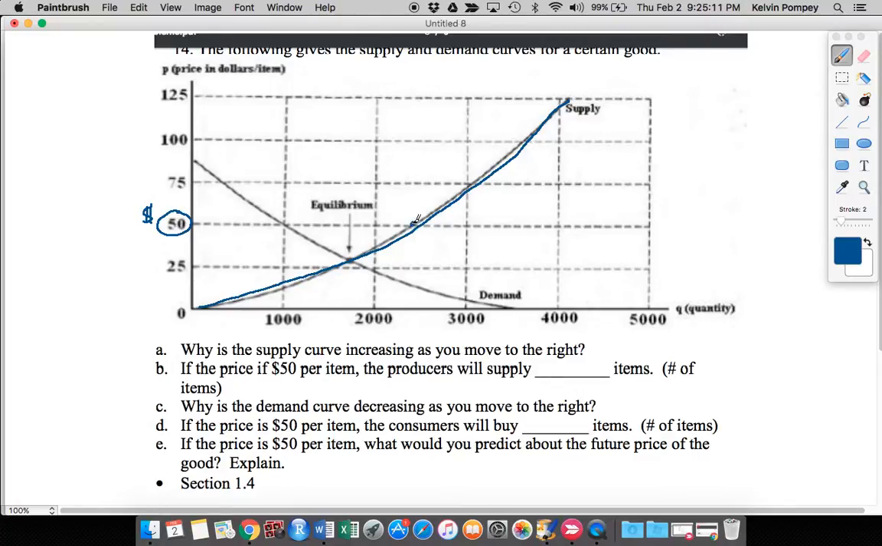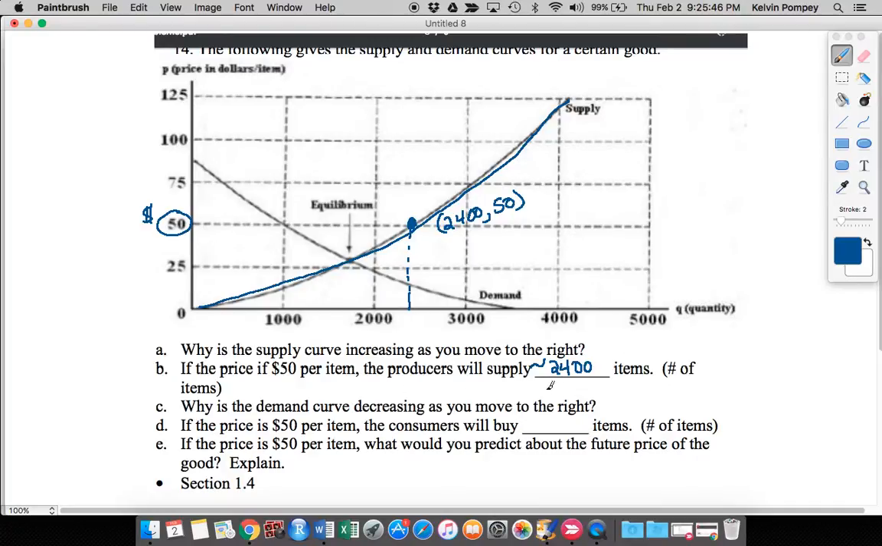But specifically, we're asking here at a price of $50 per item, the suppliers will supply, well, $50 is here. And on my supply curve, I get this point right here, which is about 2,500, maybe 2,450. And so we can say that suppliers want to supply about 2,400. Now, some of you may say that's 2,300 or 2,350 or 2,450 or actually 2,500. All of those are in the vicinity of where the answer is, and so those are all acceptable.